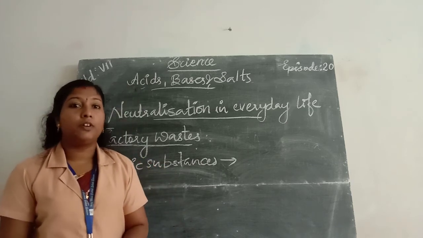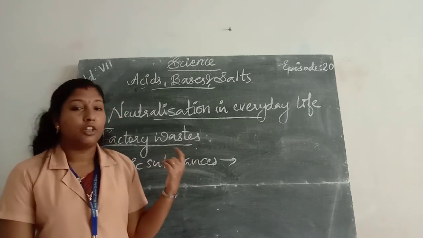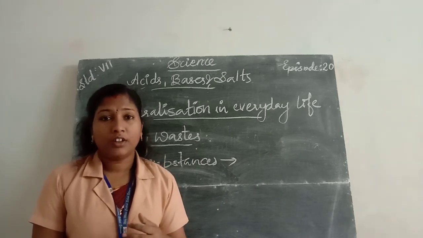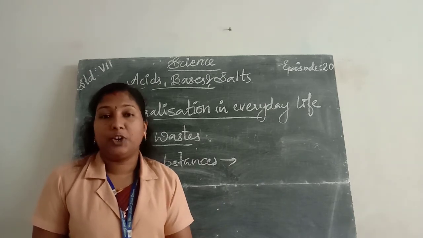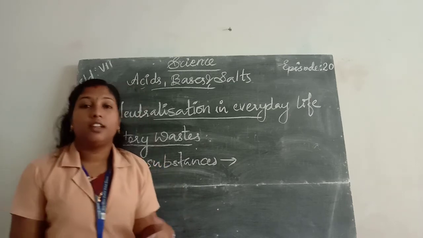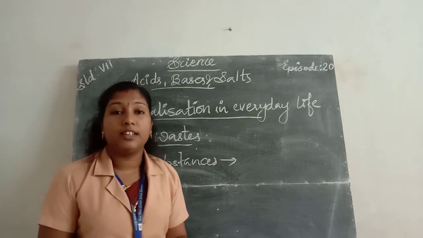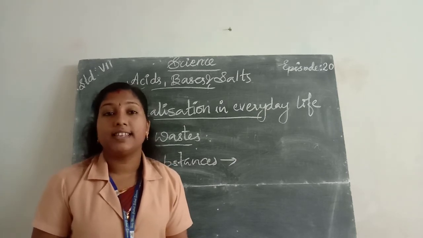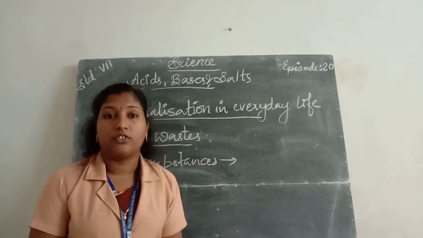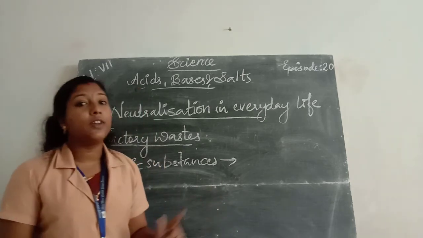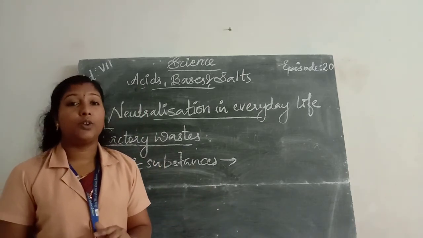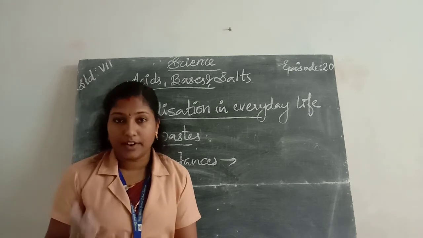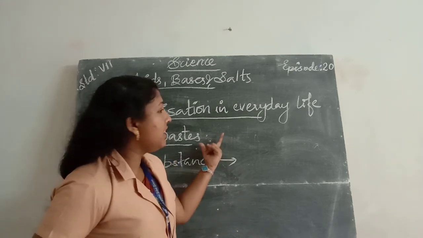Then we learned about neutralization in factory waste. The factory waste is not dumped directly into the water bodies. It is added with some basic substances for neutralizing the acid present in the factory waste. Otherwise, the factory waste destroys all the aquatic organisms present in the water bodies. All of you understood about neutralization in everyday life.